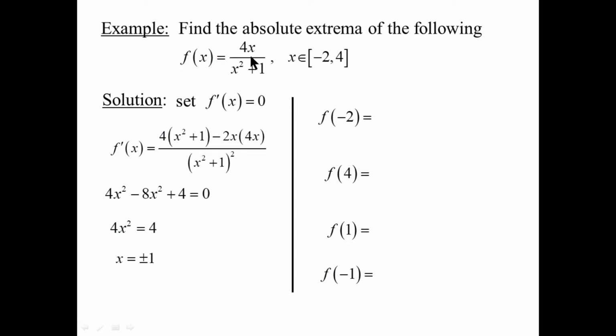That's easy to do. Take minus 2 and substitute it into the original function because that's where you'll find y values. Don't sub it into the derivative. And I got negative 8 over 5, 16 over 17, 2, and negative 2. And so there's your absolute max because that's the highest, and that's the absolute min because that's the lowest.